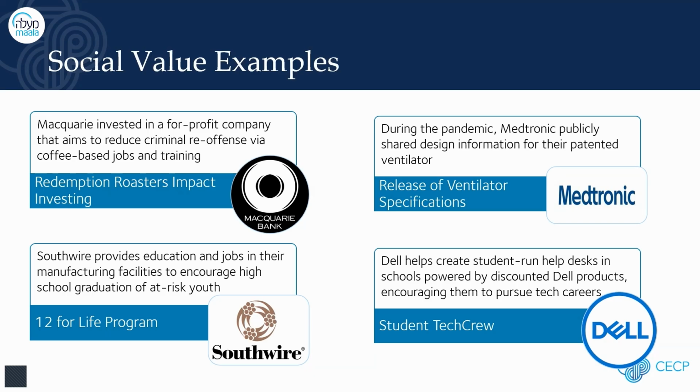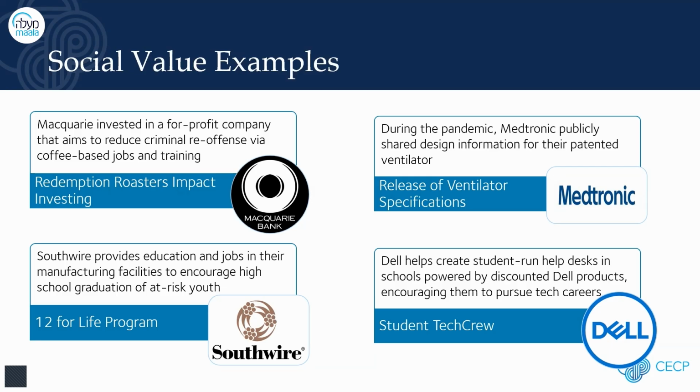Here are some real world examples of social value. The International Bank Macquarie has invested in Redemption Roasters, which is a for profit company that really aims to reduce criminal recidivism by providing jobs both in and out of jail, and training and all kinds of resources to help them be productive members of society. Medtronic, during the pandemic, released information about their patented ventilator so that other companies could produce it and other accessories to support it.